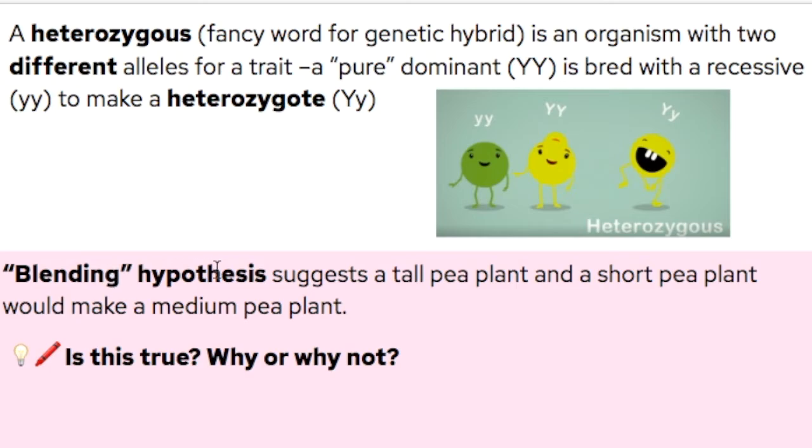So, blending hypothesis suggests that a tall pea plant and a short pea plant would make a medium pea plant, like mixing paint. Based on what we've learned about white and purple flowers, yellow and green peas, dominant and recessive, loud and quiet friends, is this true? Why or why not? Go ahead, write that there, and we'll talk about that in class tomorrow.